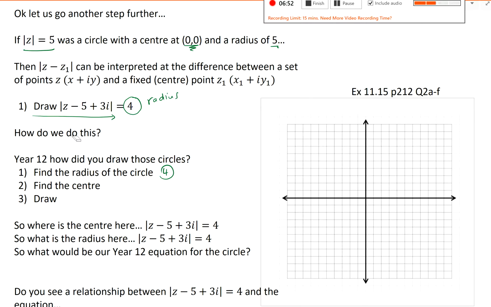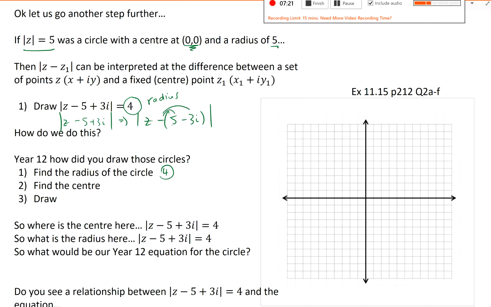This part just here, z minus 5 plus 3i, that part there, that should be a modulus sign, sorry, can be written like z minus z1. Well, if it's written as z minus z1, then that's just z minus 5 minus 3i.